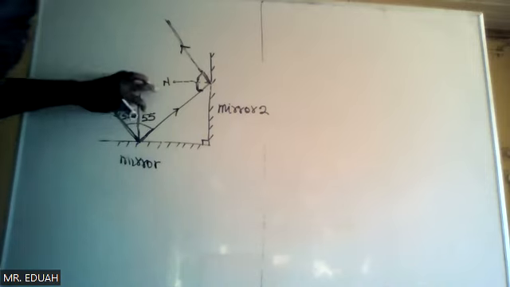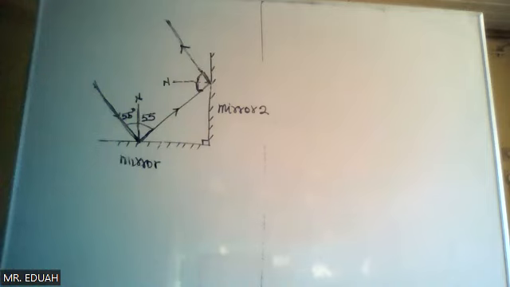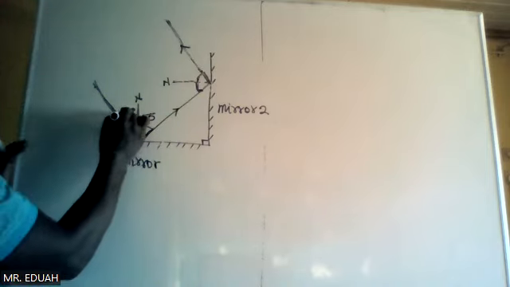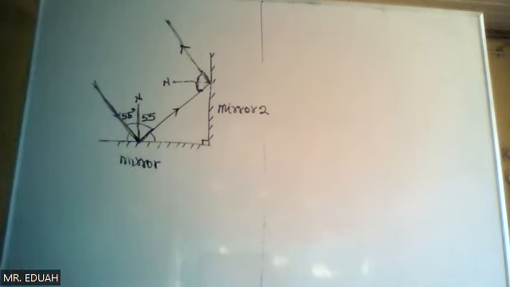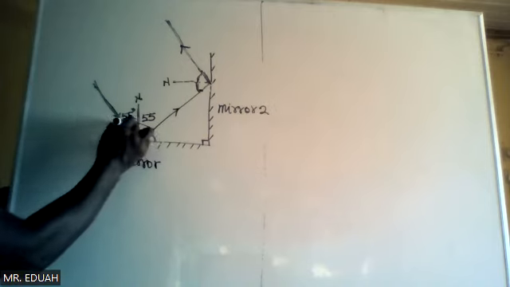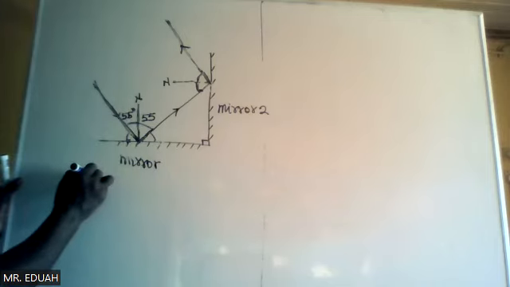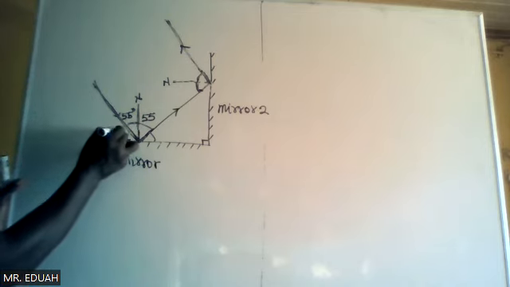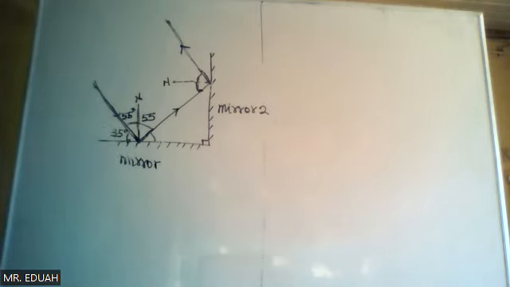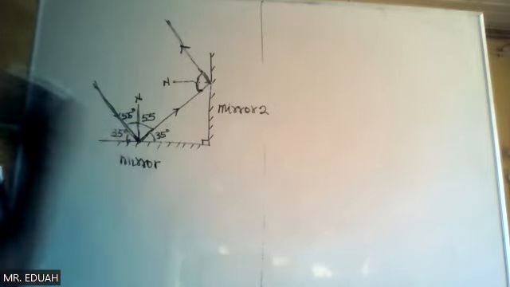Okay, so determine the angle at which the ray is incident on mirror 2. We are looking at this angle, the angle of incidence. How do we determine it? If this is 55, what will be this angle and what will be this angle? What will be the glancing angle if this is 35? The whole angle is 90, so this will be 90 minus 55, which is 35. So the glancing angle is 35, and so this angle would also be 35.